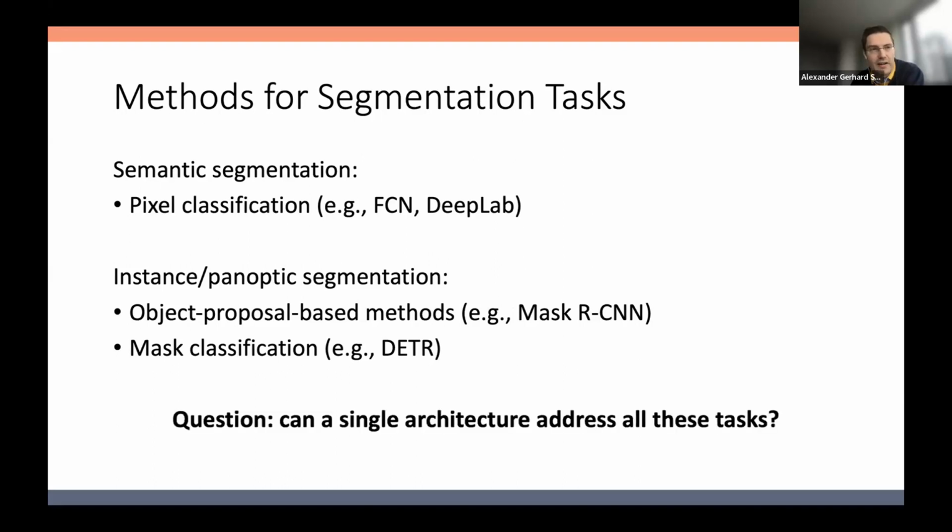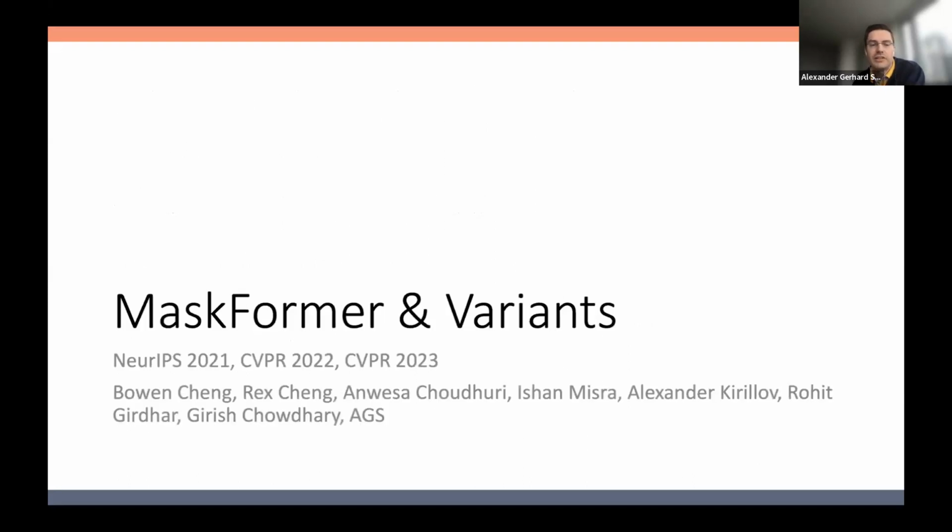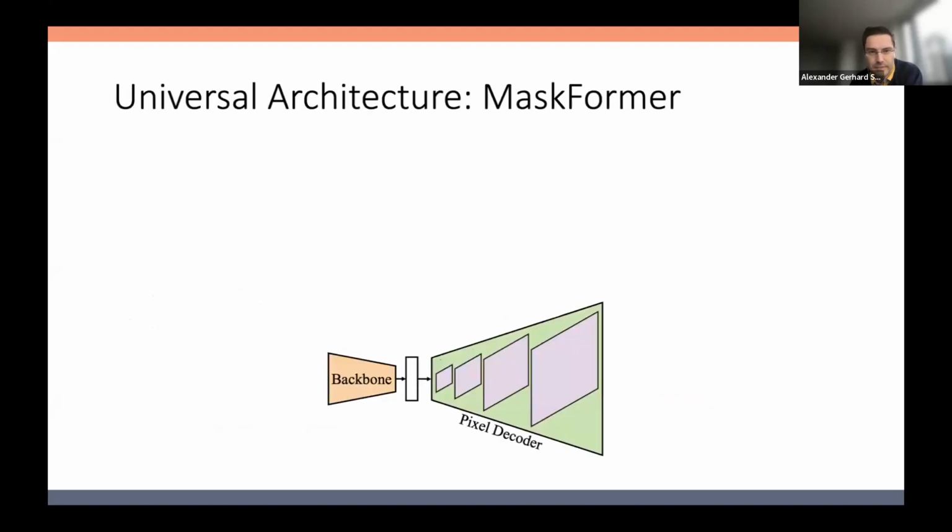So what we were really after is this single, as I called it, universal architecture that can address all these tasks. And that brings me to a series of recent works that we looked into with a couple of students and collaborators on MaskFormer and variants. MaskFormer was mentioned in an earlier talk of this workshop as well. I'm trying to give a bit of background of what we did there and how it worked before we shift back to video.